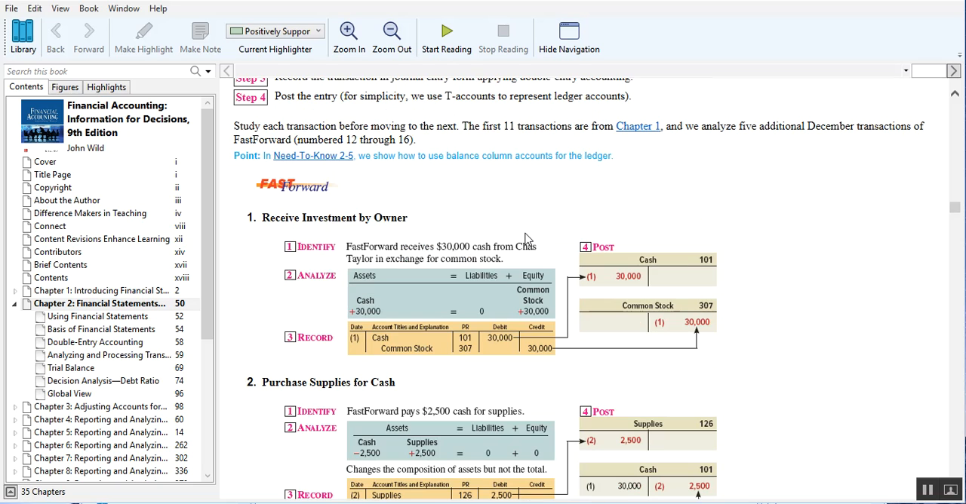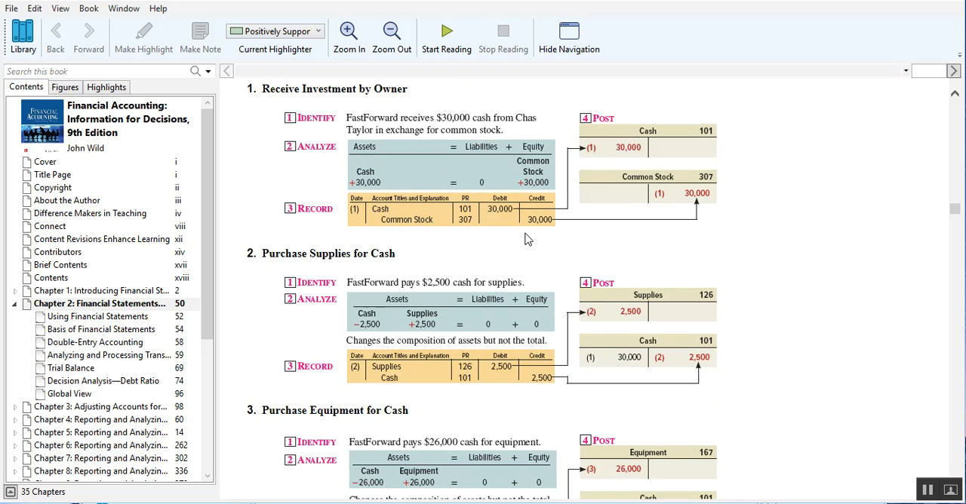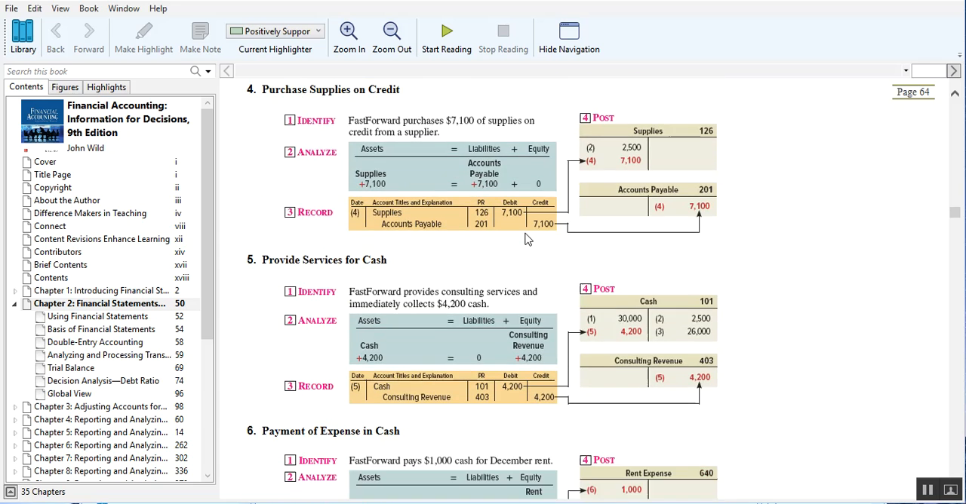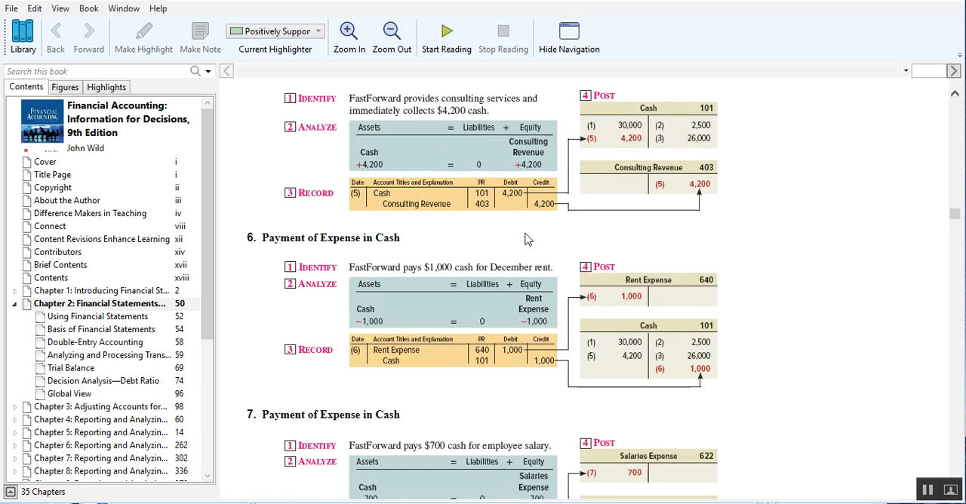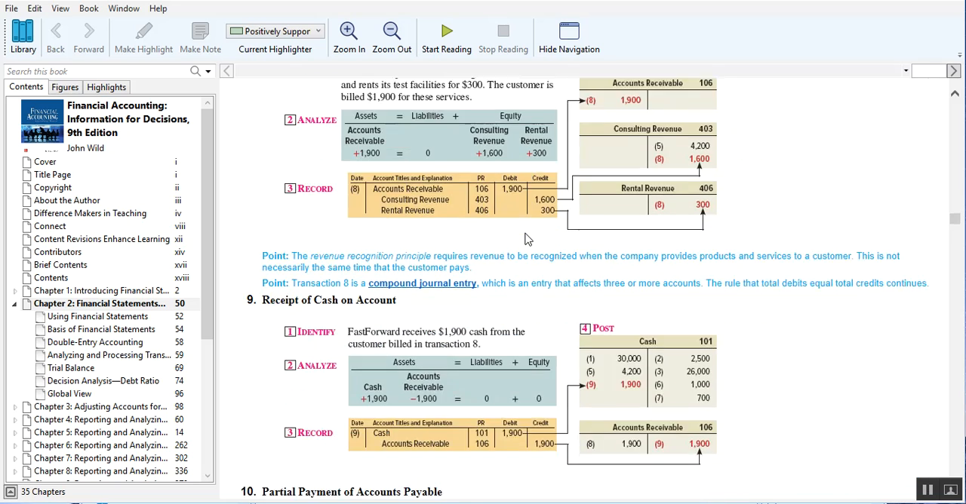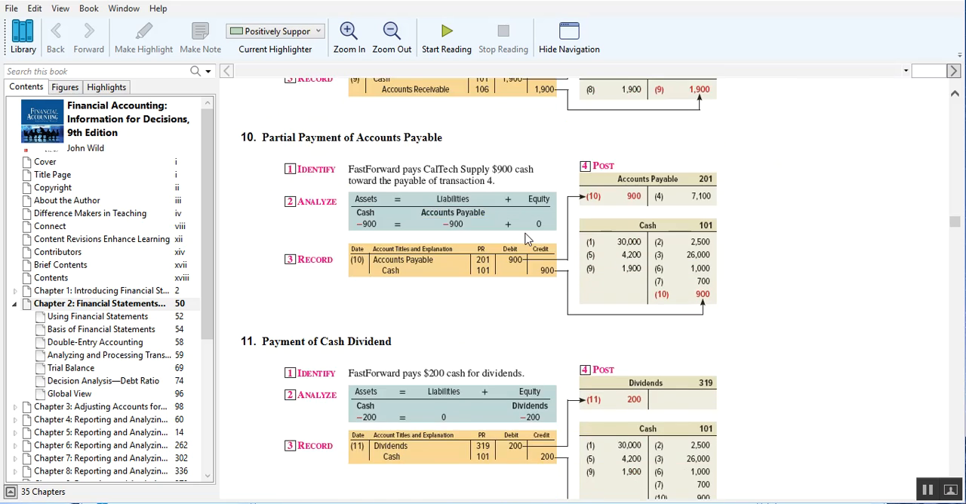There's a good example here of how they do journal entries. I'm not going to go through this in detail because we'll go through this in class, but you go through the journal entries and then post those into the ledger accounts. They show you what steps you're following in each one of these cases to record a journal entry and then actually post it into the ledger.